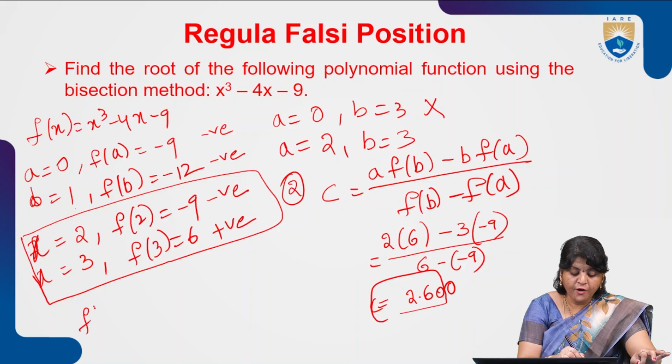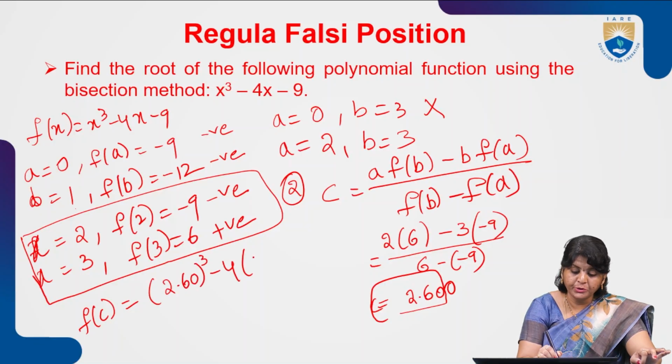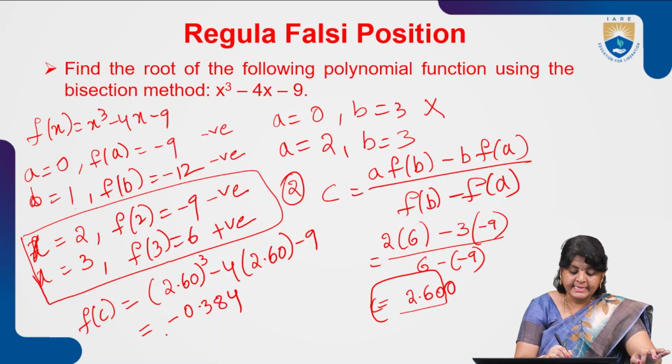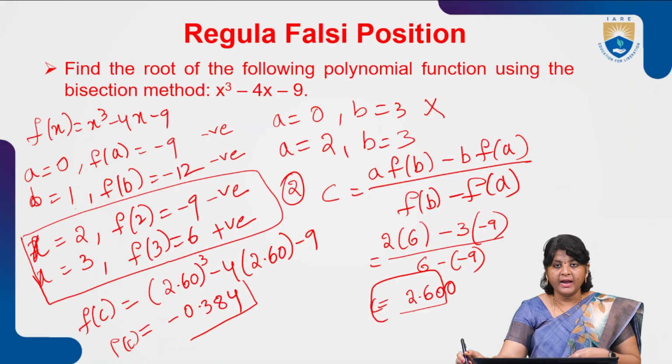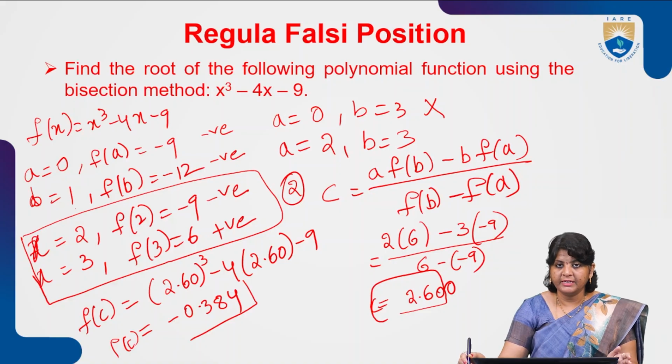Now, what is f of c value? f of c is 2.60 whole cube minus 4 into 2.60 minus 9. So the value of this is minus 0.384. Since this f of c is a negative value, we need to change the a value and then the f of a value. Similarly, the iterations will be continued.